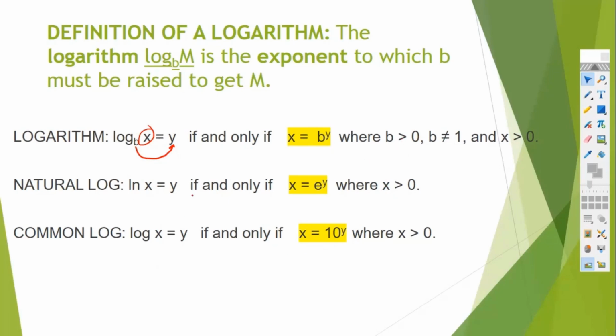And greater than 0, so positive. Natural log is ln of x. Natural log is saying that you have log base e of x equals y. So again, the base is e to the power of y, and what's left is your x. That's why the exponential version of natural log of x equals y is x equals e to the y. Natural log is the same thing as log base e.